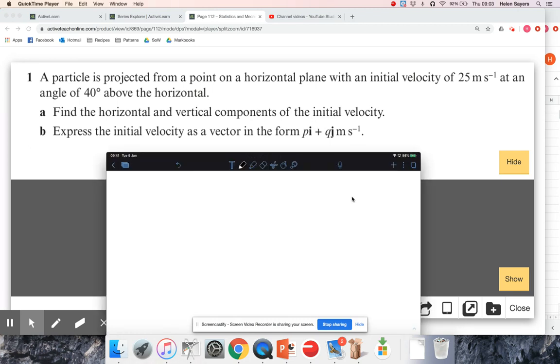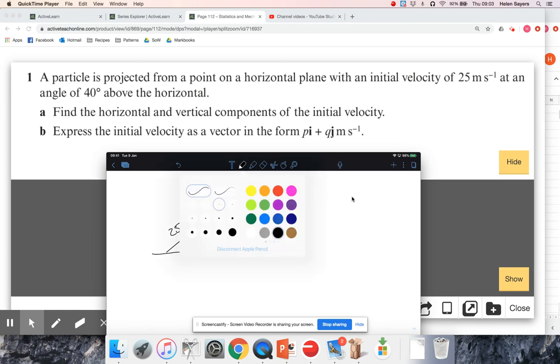Okay, so a particle is projected from a point on a horizontal plane. It's going at an angle of 40 degrees, and the velocity in that direction is 25 meters a second. Okay, so find the horizontal and vertical components of the initial velocity.